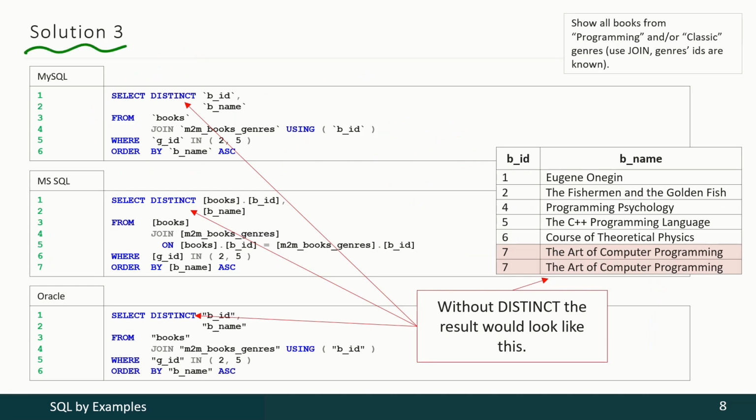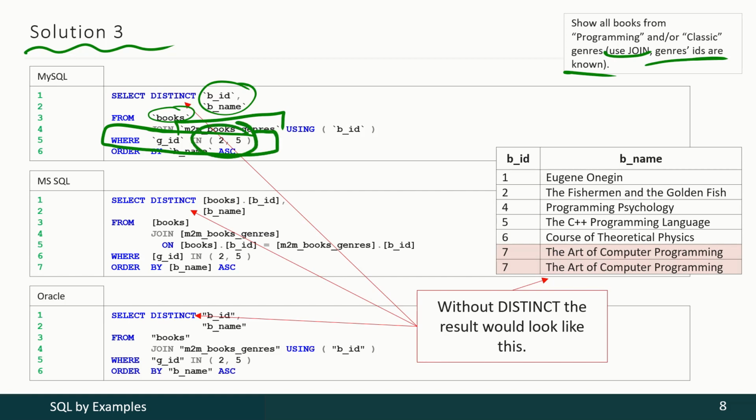But how these two solutions may look like with joins? Here we may use join, and here we know IDs of genres. So we select information about books from this table, then we are joining that table with this one that stores information about connections between books and genres, and we use such a condition that genres should be from this set of IDs. And we have to use distinct keyword to prevent such a situation.